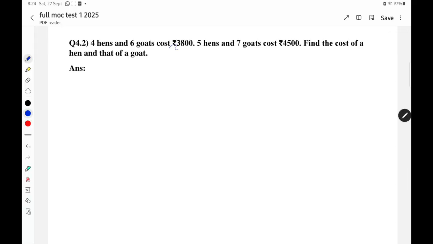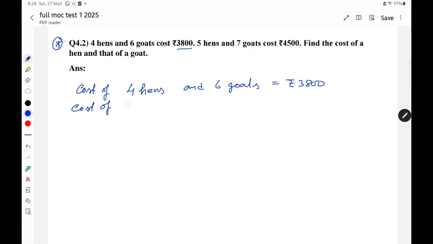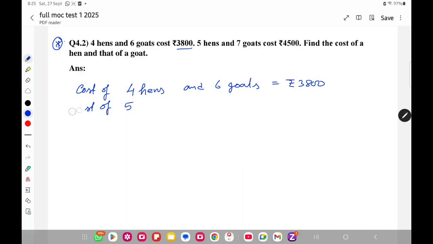Four hens and 6 goats cost is এত. This is a very good question. Cost of 4 hens and 6 goats equal to rupees 3800. আচ্ছা, এটা আমরা আগে দেই, এটা পরে দেই.